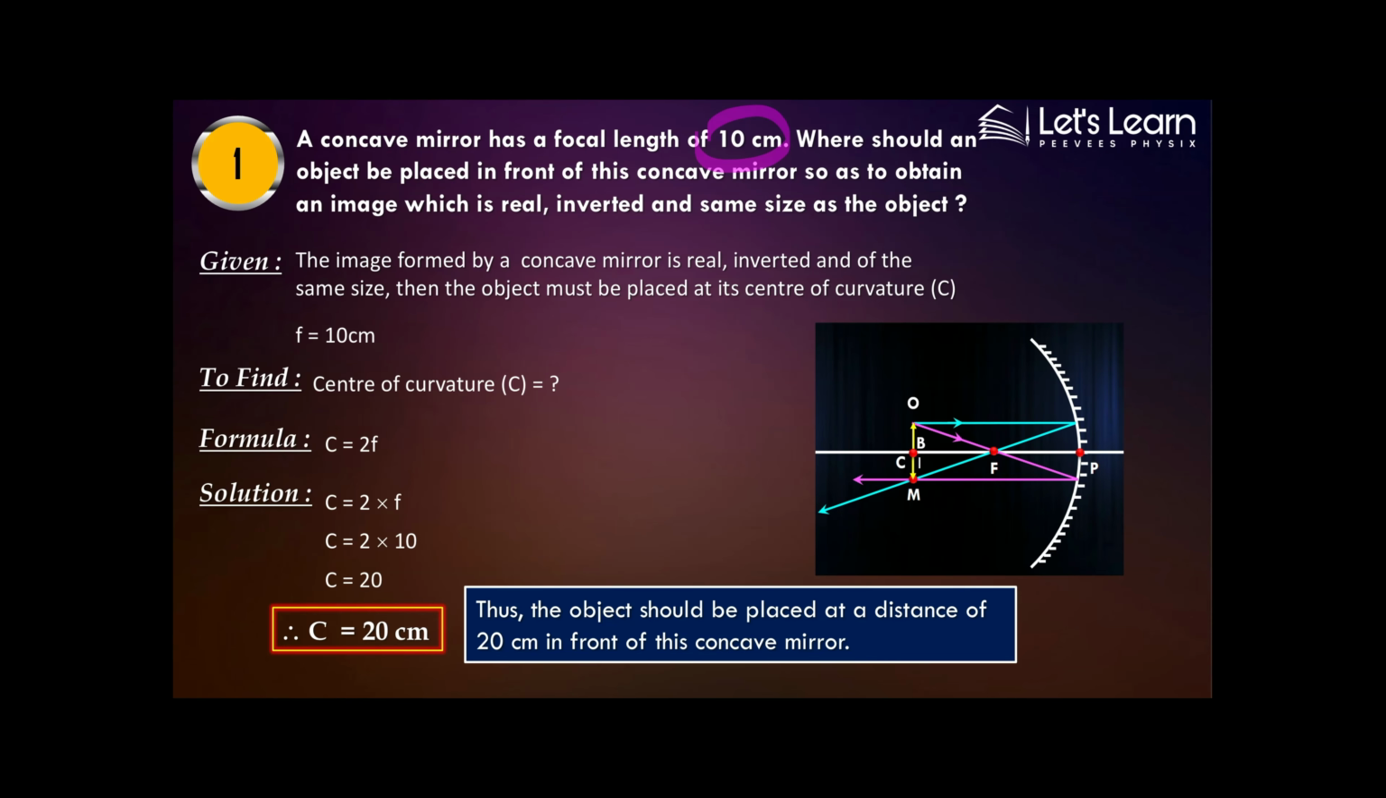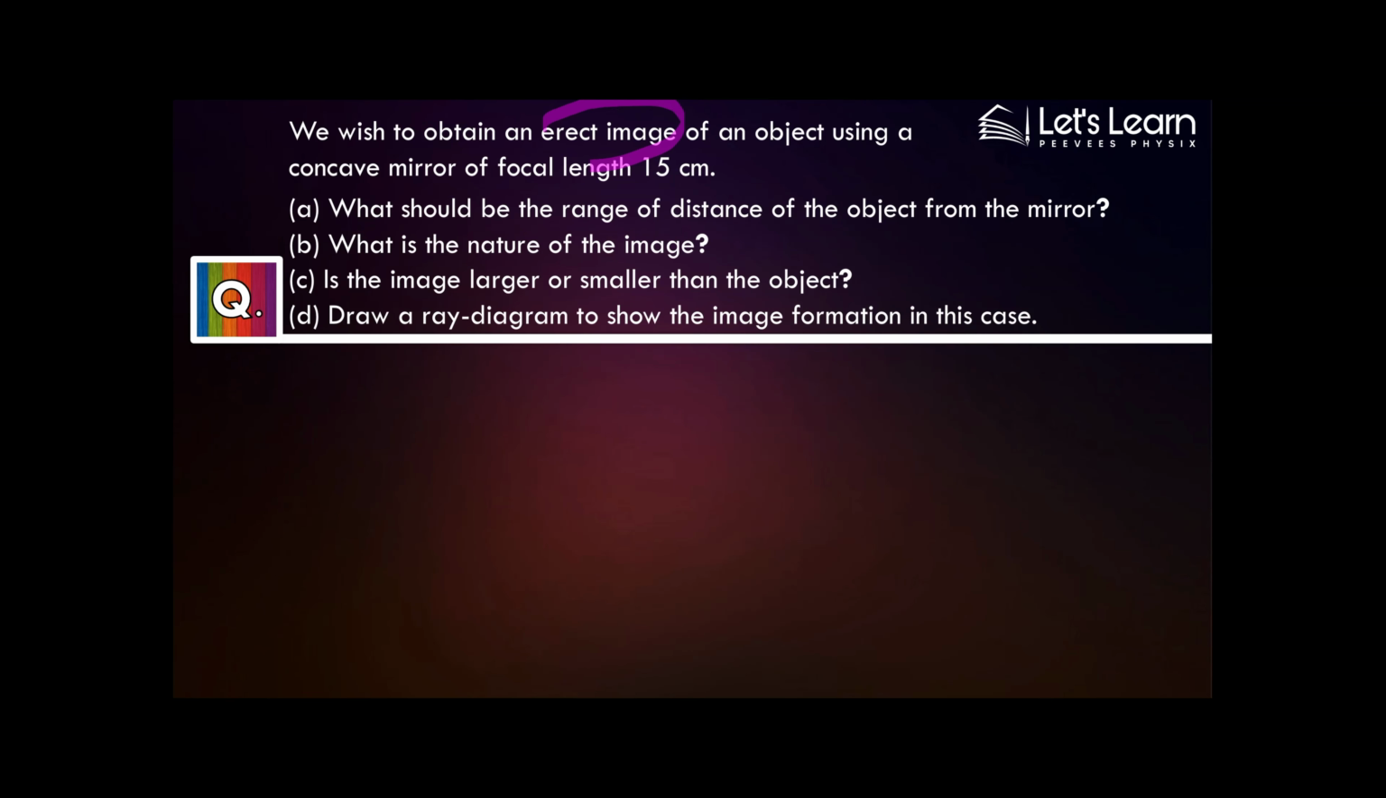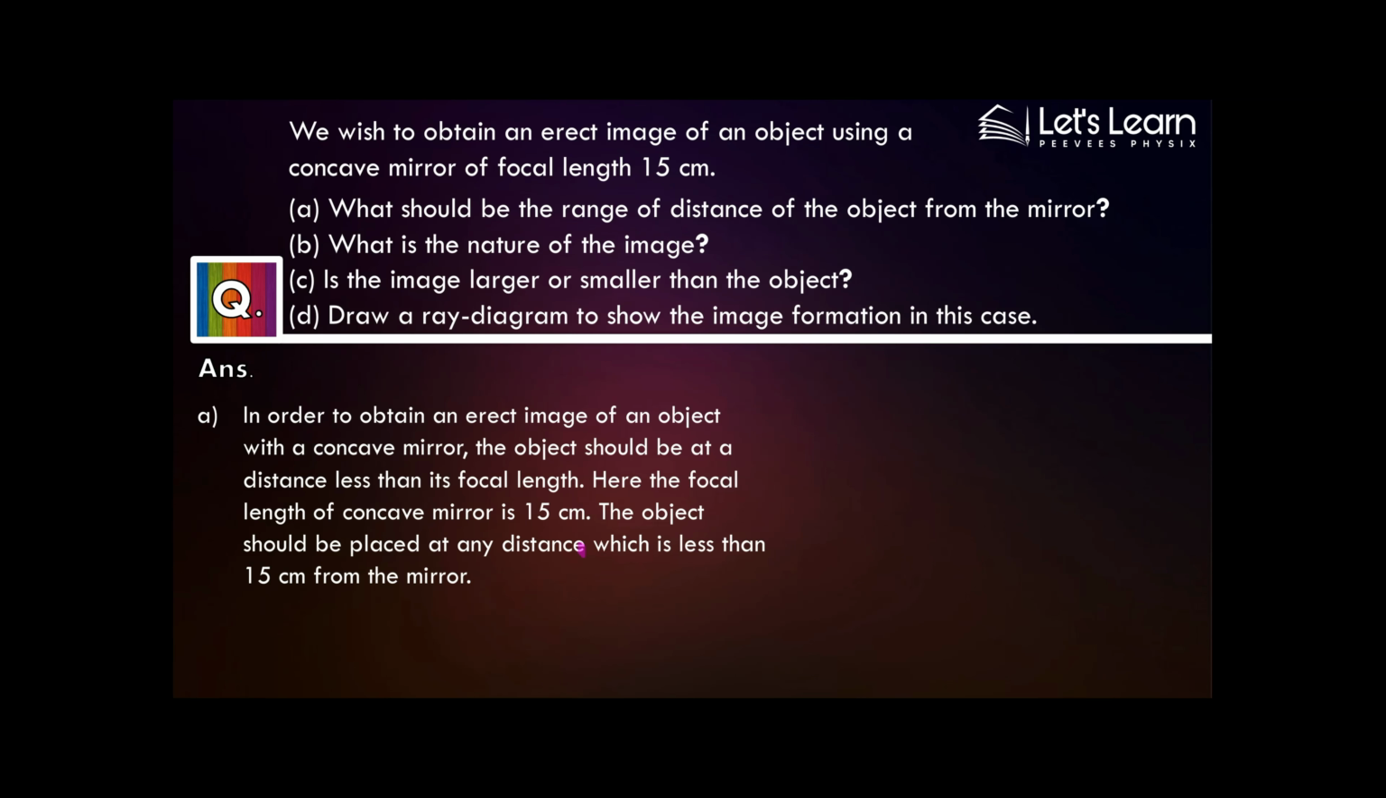Next question, they wanted an erect image using a concave mirror. Remember, in case of a concave mirror, we get an erect image when the object is kept between pole and focal point. Here, the focal length is 15 centimeter. So the object has to be kept within 15 centimeter, less than 15 centimeter from the mirror. The second part of the question asks what is the nature of the image. The image is magnified. Third part, is the image larger or smaller? Image is larger.